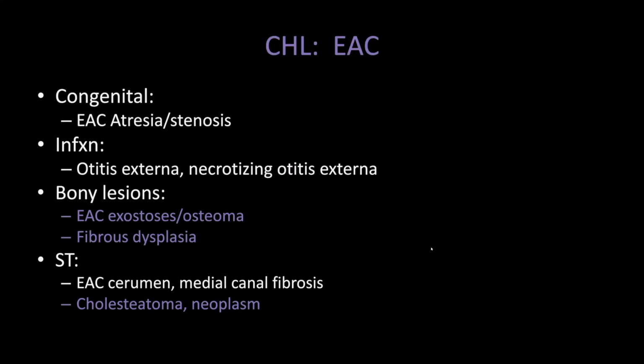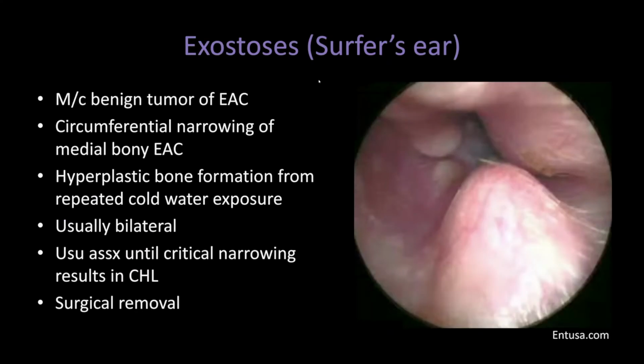Okay, so now moving on to pathologies. So EAC atresia and infections like otitis externa and necrotizing otitis externa can cause conductive hearing loss, but these entities are usually pretty clear clinically, and so in the interest of time, I'm going to be discussing non-painful, non-infectious causes of conductive hearing loss in the adult patient. And so in the EAC, we have bony lesions, which include EAC exostoses, osteoma, fibrous dysplasia, among others. Soft tissue, we have cholesteatomas and neoplasm.